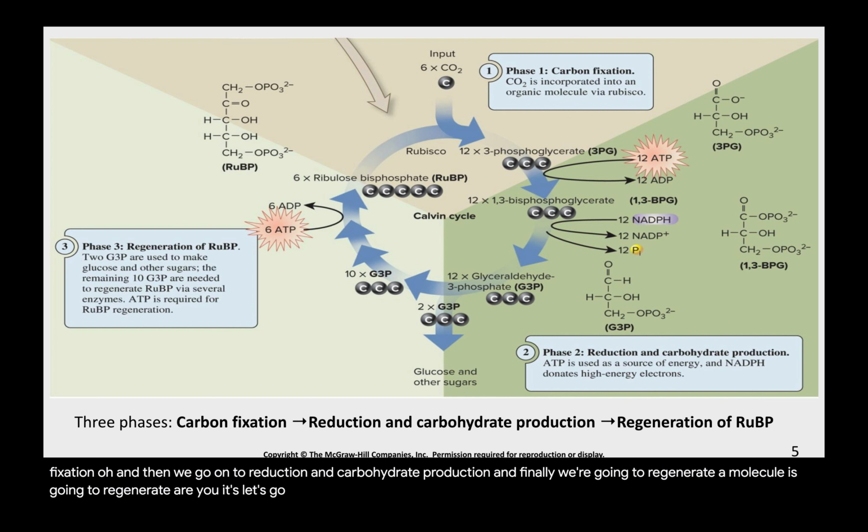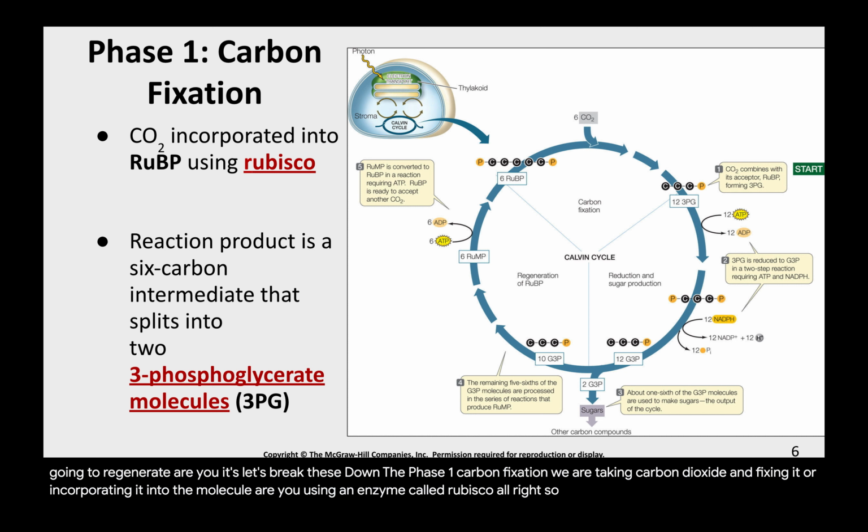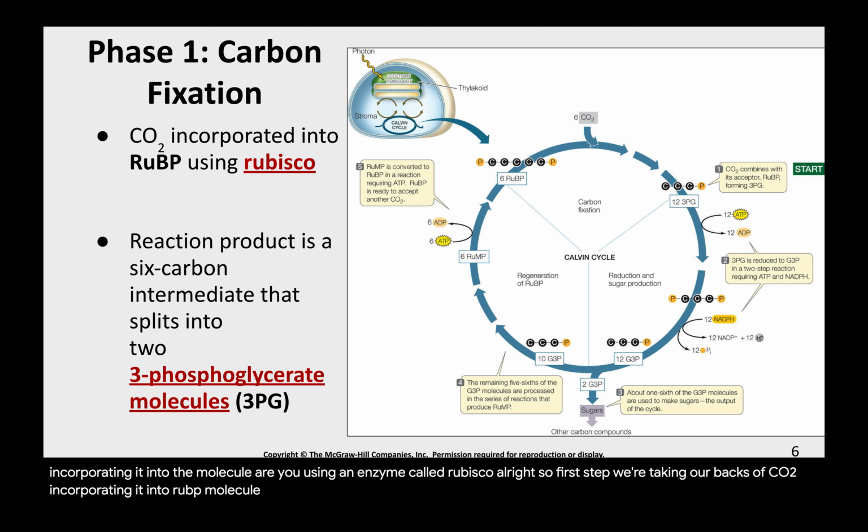All right, so let's break these down. So phase 1, carbon fixation. We are taking carbon dioxide and fixing it, or incorporating it, into the molecule RuBP using an enzyme called Rubisco. So first step, we're taking our gas of CO2, incorporating it into our RuBP molecule, and what's produced is molecules of 3PG, or 3-phosphoglycerate.